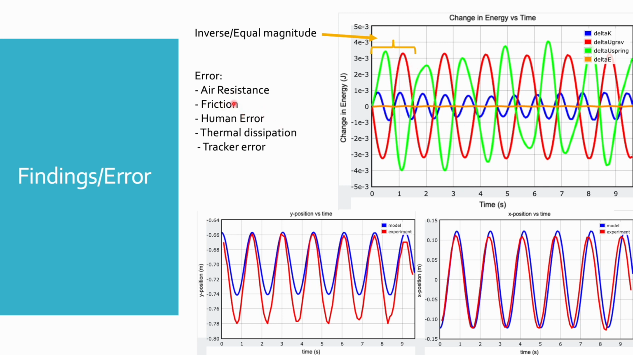Some possible sources of error in our findings are air resistance, friction, human error, thermal dissipation, and possible tracker error. And note down here, again, as mentioned before, our x position modeled and experimental data matched a little bit better than our y position data.